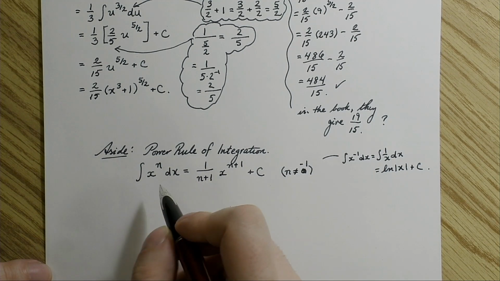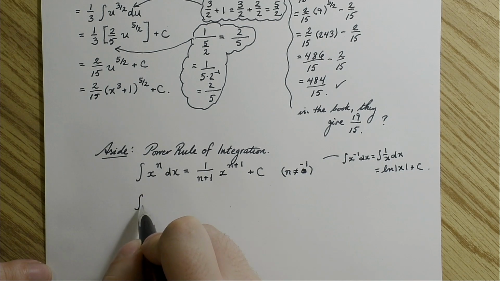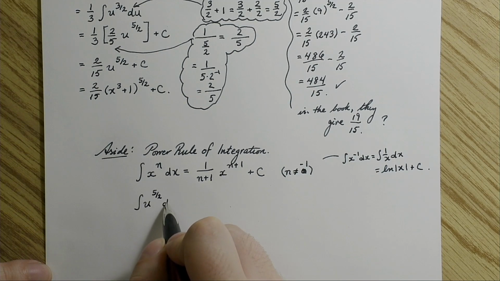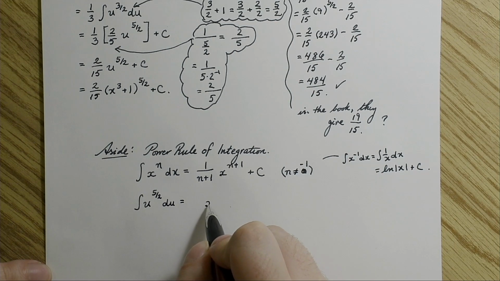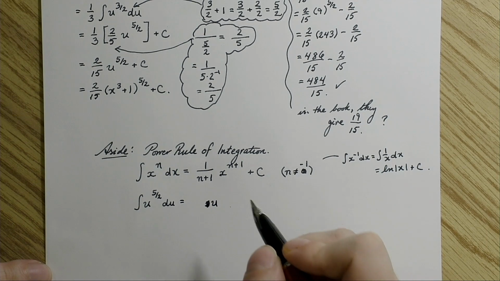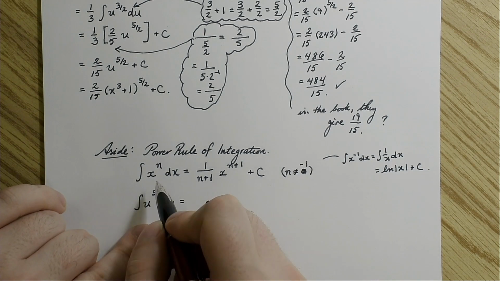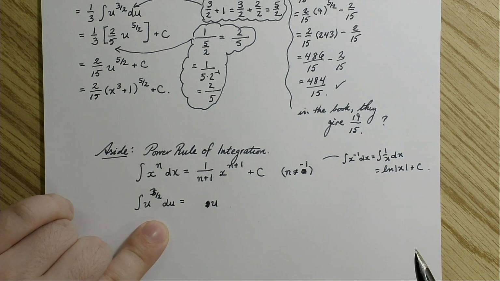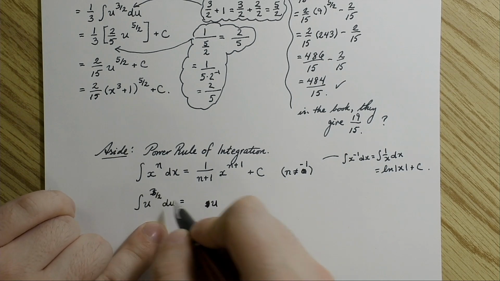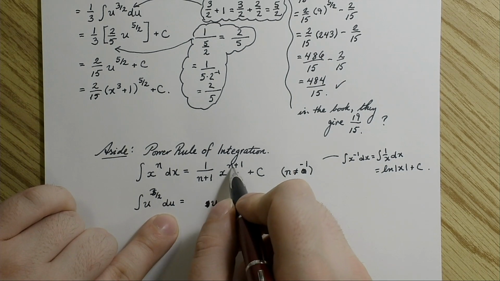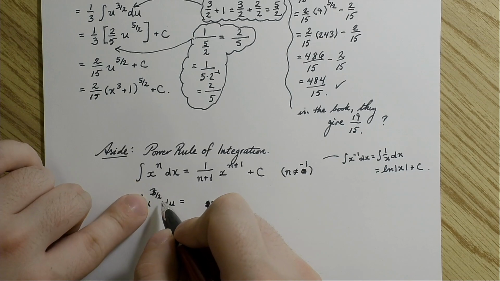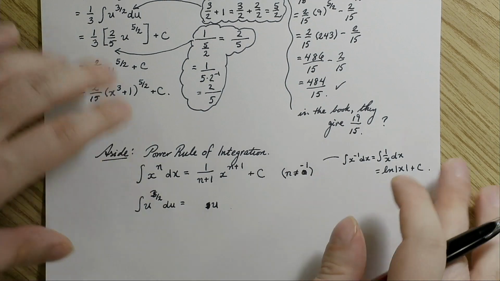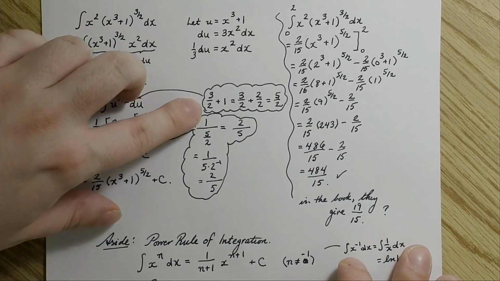Okay, so if you notice here, this is our rule. So let's say I have u to the 5 halves du, and so, oh sorry, it's 3 halves. So if I have u to the 3 halves, this is my n, and my n is 3 halves, and I have to add 1 to that.